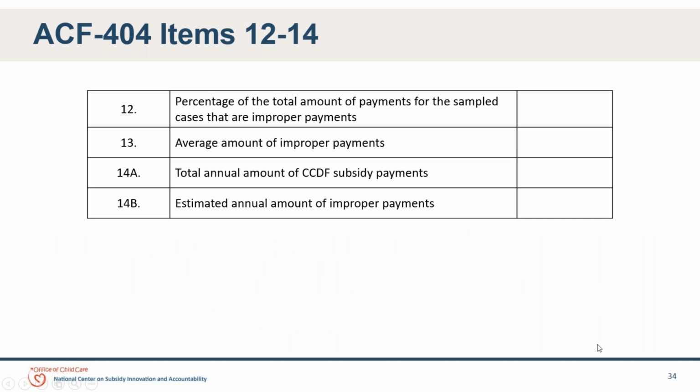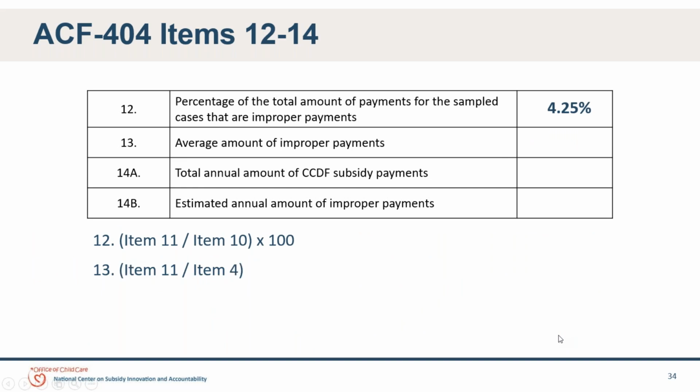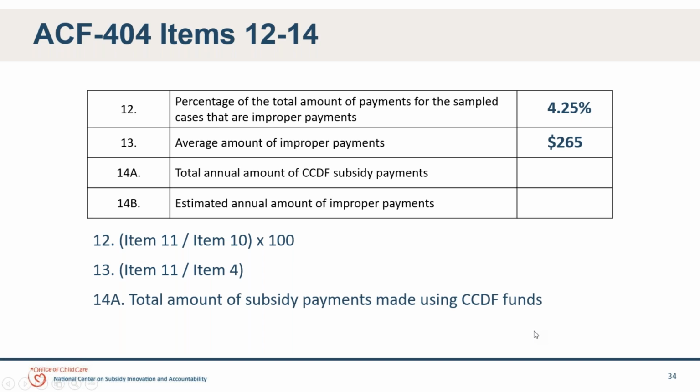Item 12 is our error rate, the percentage of total amount of payments for the sampled cases that are improper payments. And item 13 is the average amount of improper payments. I do give the calculations for these two items, but they are both automatically calculated in the OLDC. Item 14A you would have to enter, and this is your total annual amount of CCDF subsidy payments for the entire universe of cases. So it's not just your sampled cases. This is going to be a very big number. You can see here for our example, we have $54 million.